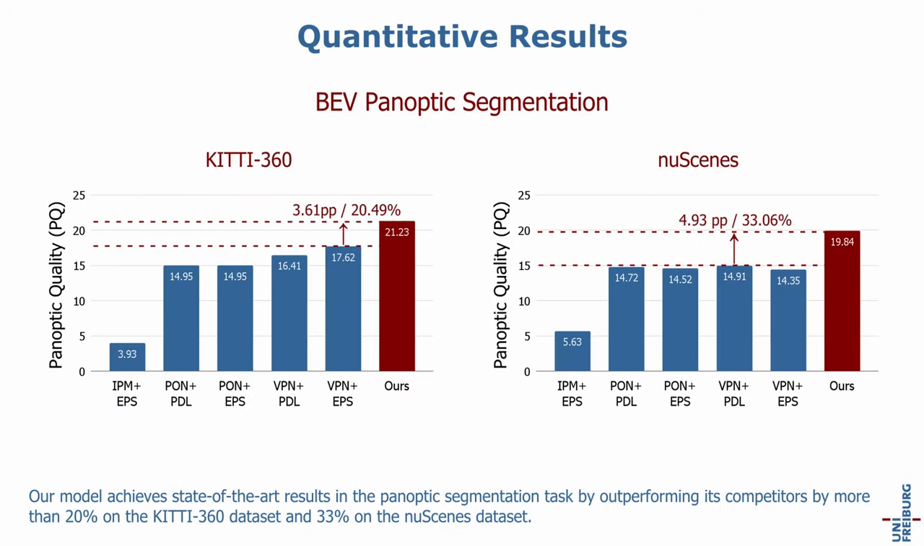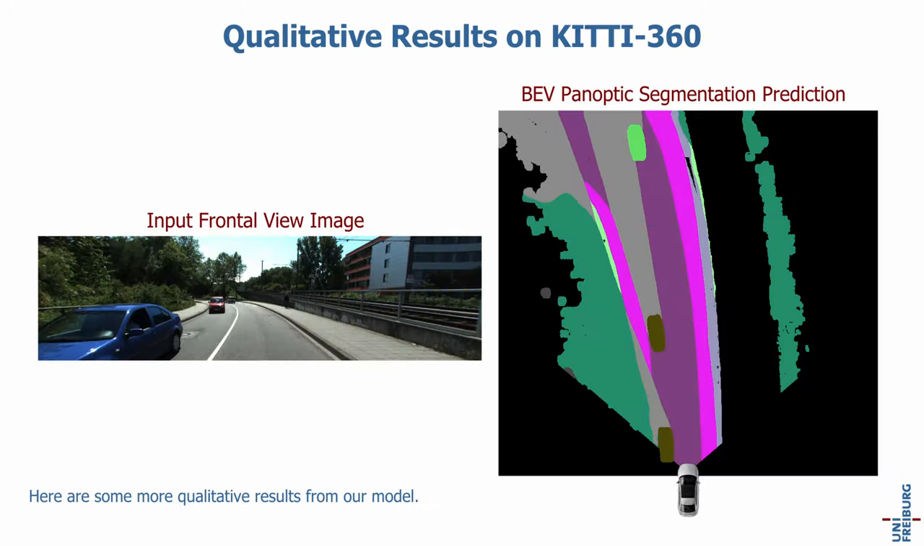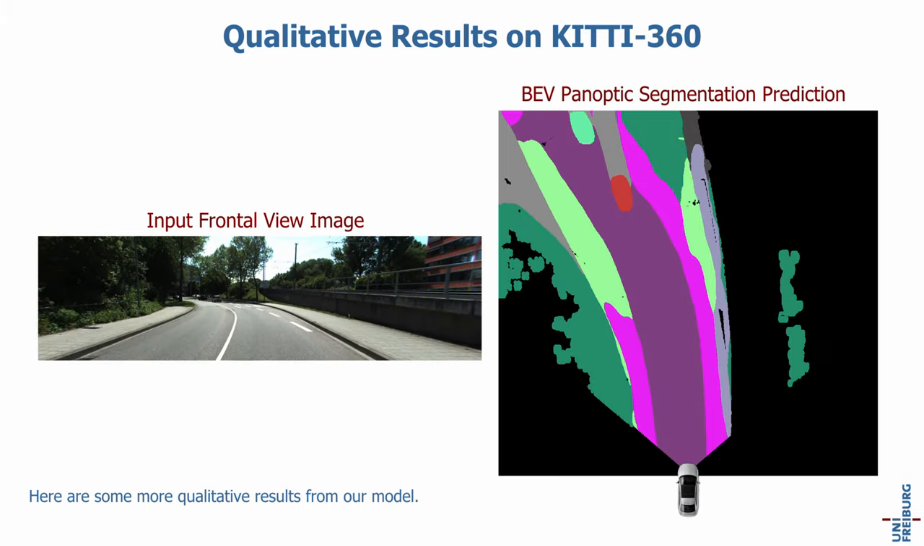Our model achieves state-of-the-art results in the panoptic segmentation task by outperforming its competitors by more than 20% on the KITTI-360 dataset and 33% on the nuScenes dataset. A corresponding bird's eye view semantic model also achieves state-of-the-art results, outperforming the baselines by nearly 4 percentage points on both the KITTI-360 and nuScenes datasets. Here are some more qualitative results from our model.